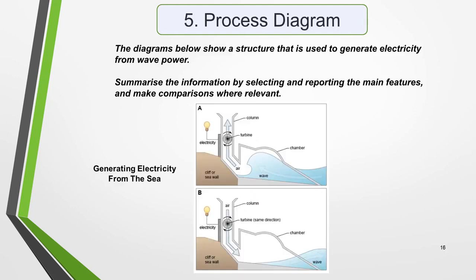Another less frequent question type is the process diagram. It could be a natural process, such as the water cycle, a manufacturing process, or the diagram of a system, such as the central heating system of a house. As before, the first sentence of the question describes the graphic. The diagrams below show a structure that is used to generate electricity from wave power.